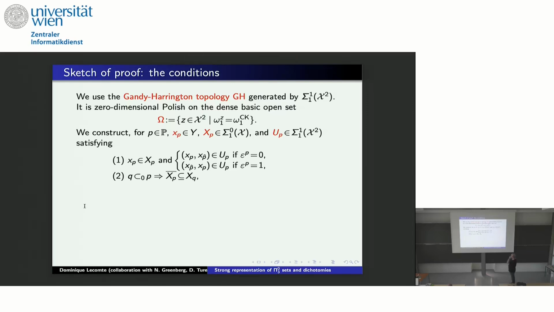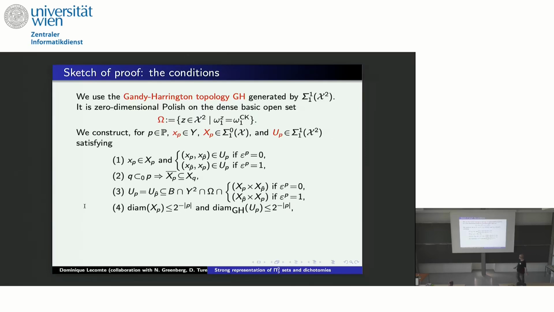To ensure continuity of the homomorphism, we say that if Q is a proper zero predecessor of P, then the closure of XP has to be contained in XQ. UP will always be the same as UP hat, and it will be a subset of B intersected with Y2, which is non-empty by what we did before. And if it's non-empty, it has to meet omega, which is dense. We also need inclusion into this product of open neighborhoods in the right order. We need vanishing diameters, which is a usual condition. And sometimes we need to decrease also in the sigma 1 set.